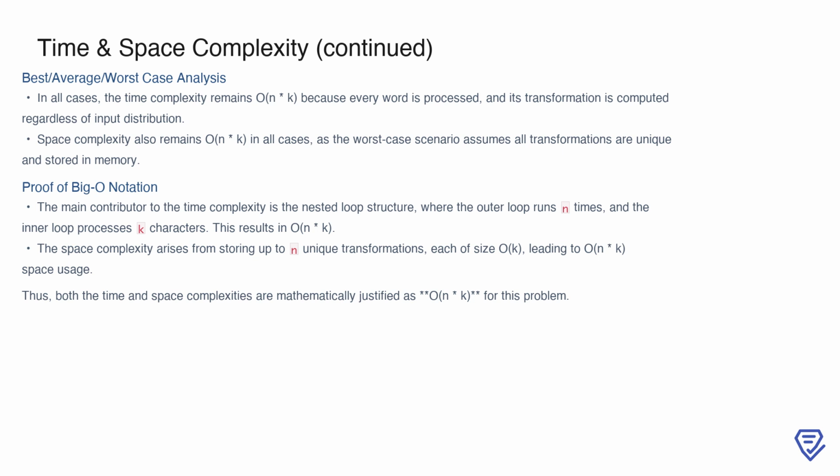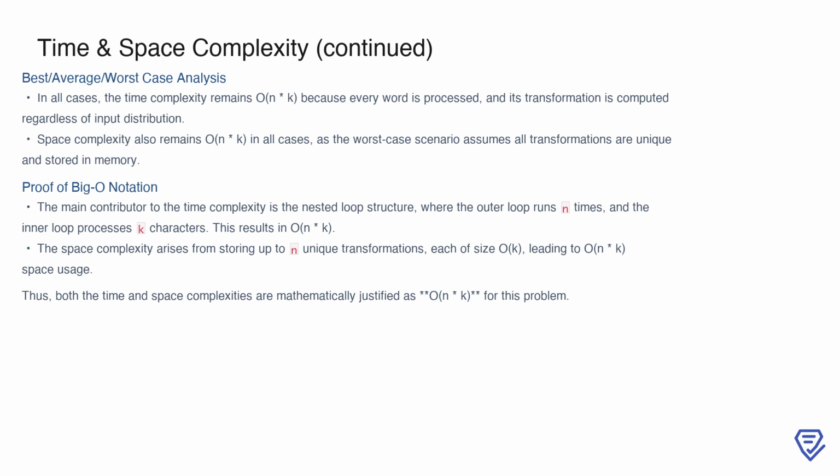To justify this big O notation, we can focus on the nested loop structure. The outer loop iterates through n words, while the inner loop processes up to k characters for each word. Multiplying these together gives O(n * k) for the time complexity. For space usage, the primary contributor is the set that holds up to n unique transformations, each of size O(k). These mathematical evaluations confirm that the solution is both time and space efficient with a complexity of O(n * k).